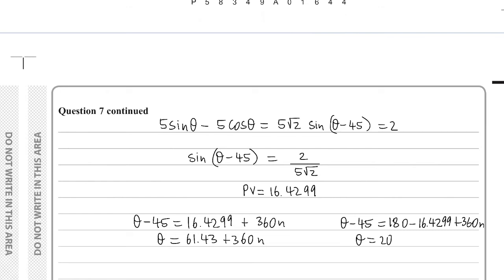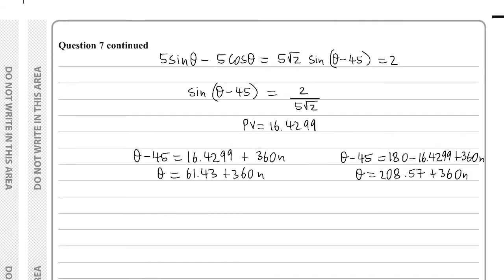it's going to be 208.57 plus 360n. The angle varies between 0 and 360, and therefore the only solutions given to one decimal place are 61.4 and 208.6. So that was question 7. The second part was worth 5 marks, certainly challenging to determine that you need to propose the R method, the R approach, in order to collapse the sine theta and the cos theta together.